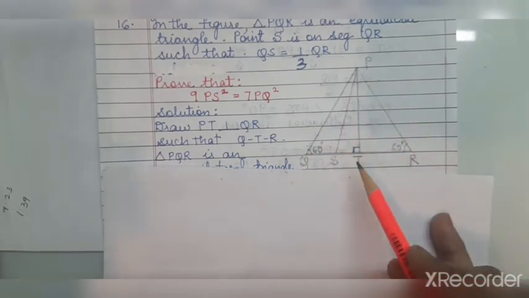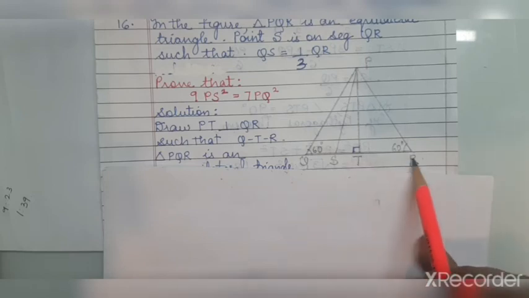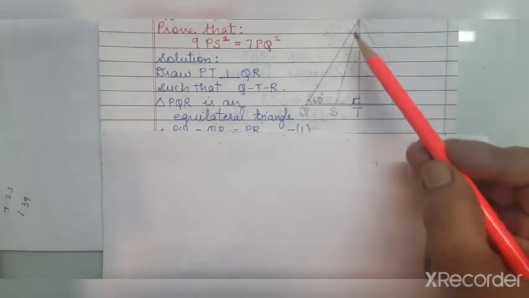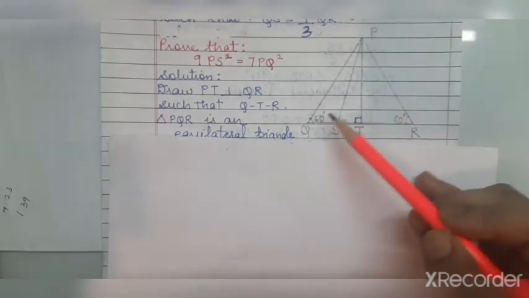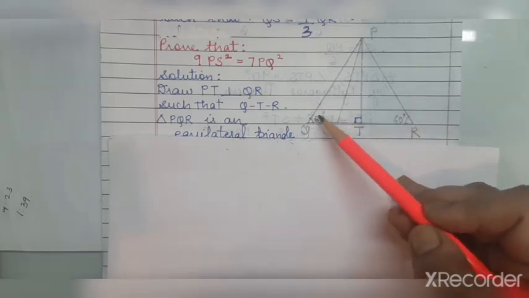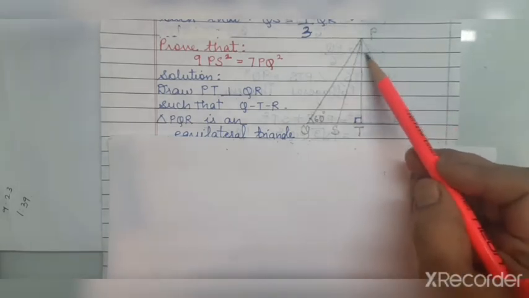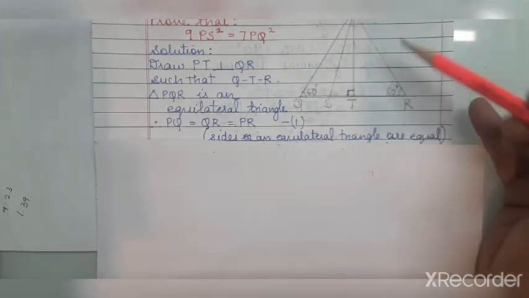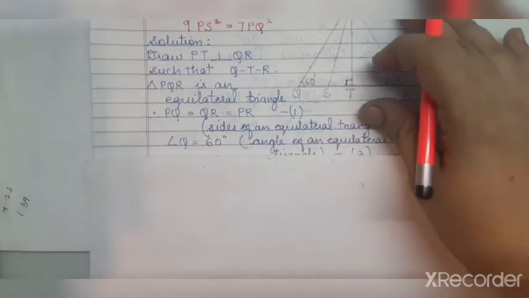So first thing we'll do is take PT perpendicular to QR, such that Q-T-R are collinear. Then we start our sum saying that since they have given PQR is an equilateral triangle, we know that all the angles are 60 degrees, therefore angle Q becomes 60 degrees, angle R becomes 60, and of course P is also 60 degrees. Next we write that all the sides are equal. So PQ is equal to QR is equal to PR.